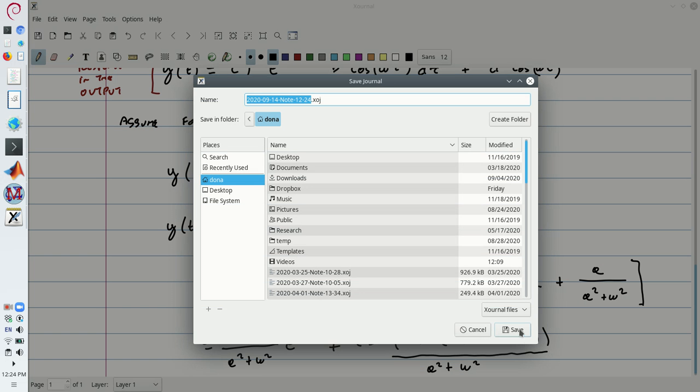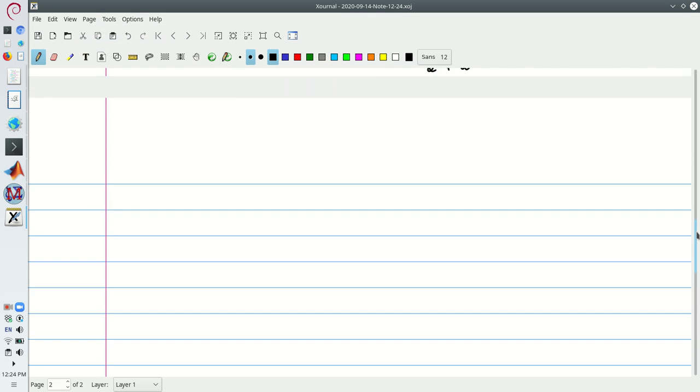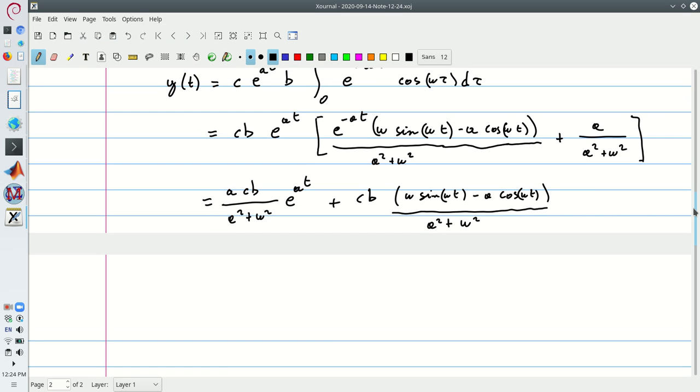Okay, so let's save this real quick. Let's create a new page so that we can proceed with our computations.